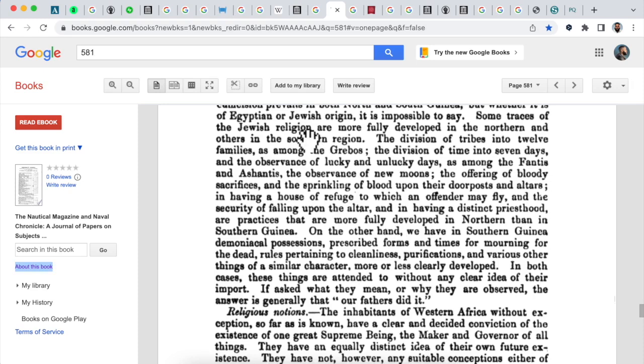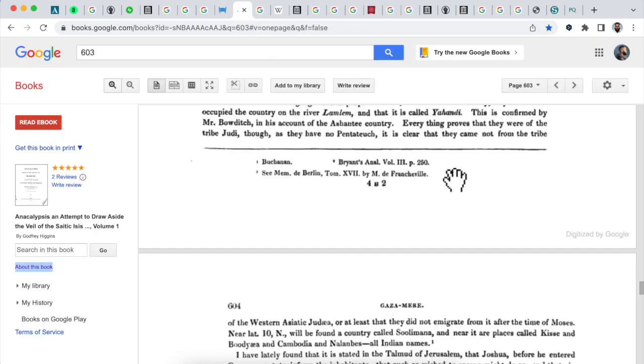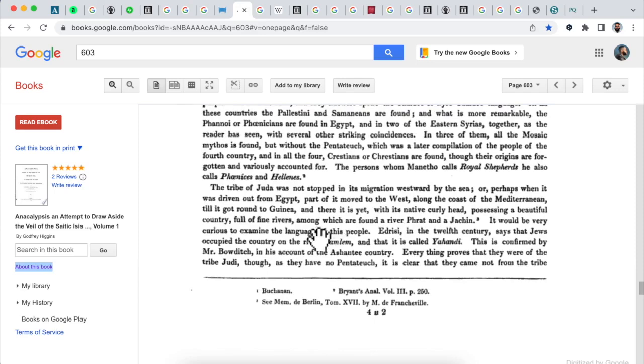Now something just crossed my mind. I want to jump back to this source for a second where it talks about the tribe of Judah migrating to West Africa, to Guinea. It says the tribe of Judah was not stopped in its migration westward by the sea, or perhaps when it was driven out from Egypt. Part of it moved to the west and along the coast of the Mediterranean till it got round to Guinea. And there it is yet, with its native curly head.